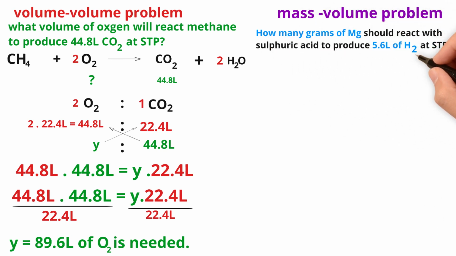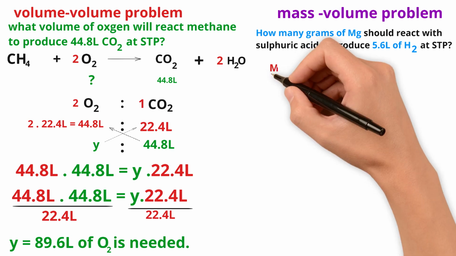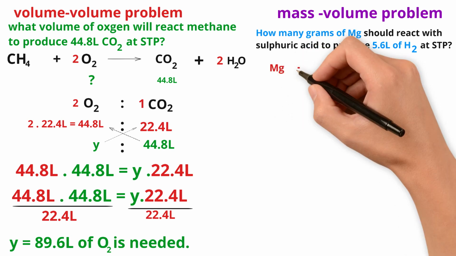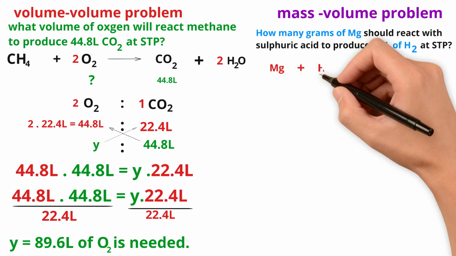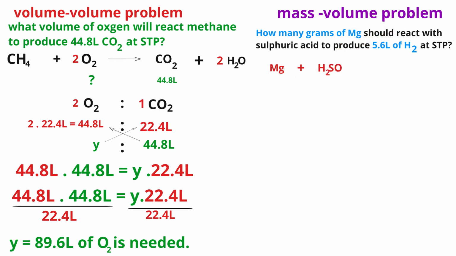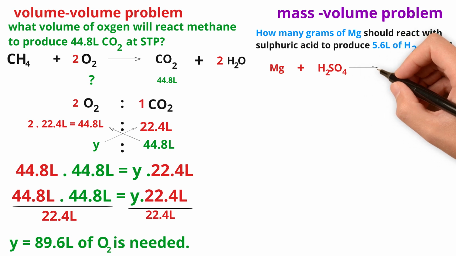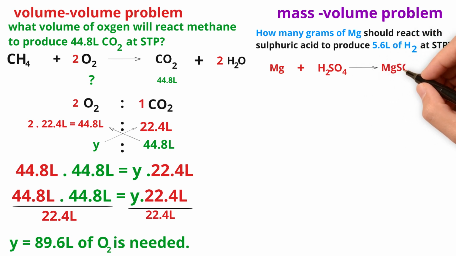Mass volume problem. How many grams of magnesium should react with sulfuric acid to produce 5.6 liters of hydrogen molecule at STP? Listen to me carefully. Look at this question carefully. The question here is to determine the mass of magnesium, and the given quantity is the volume of hydrogen molecule, which is equal to 5.6 liters of hydrogen. To produce 5.6 liters of hydrogen, how many grams of magnesium is required?